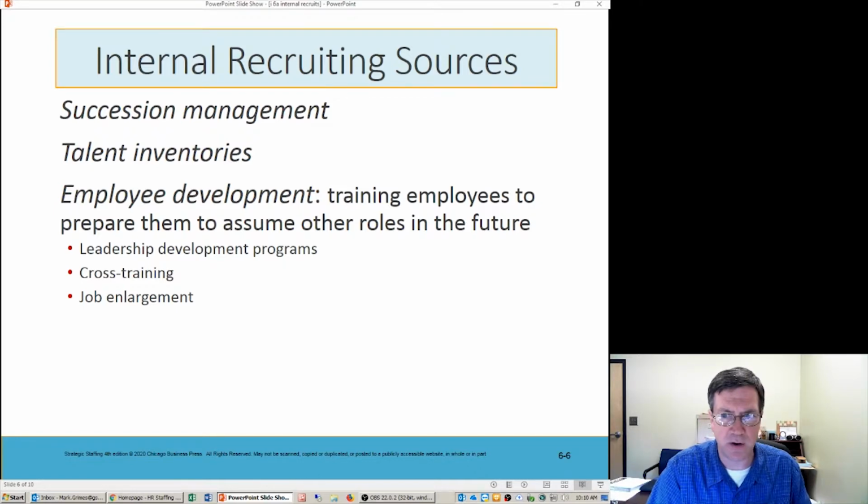Cross-training is going from accounting into marketing, which are very, very different things. Job enlargement is within accounting. We're giving you other accounting types of roles. So you're still in accounting, but you're just doing different kinds of accounting things. Great way to help people gain new skills.